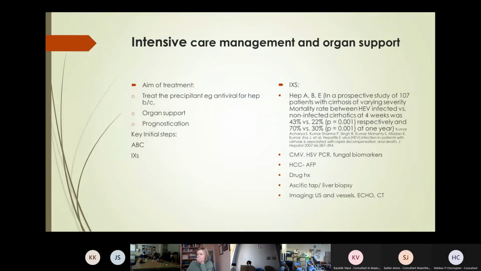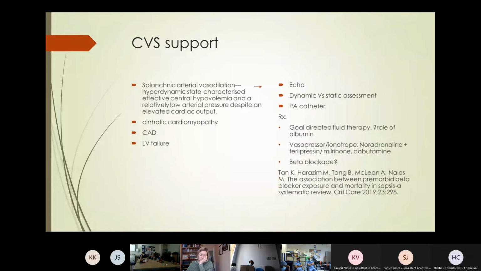Then for any patients who come in, one of the key tests that you want to do is an ultrasound of the liver. Look at the vessels, rule out portal vein thrombosis. You want to do an echo. Remember, they come in with cirrhotic cardiomyopathy. Or you can even do a CT head for a patient who comes in with encephalopathy. Okay, so we look at support of each system, how you support it.